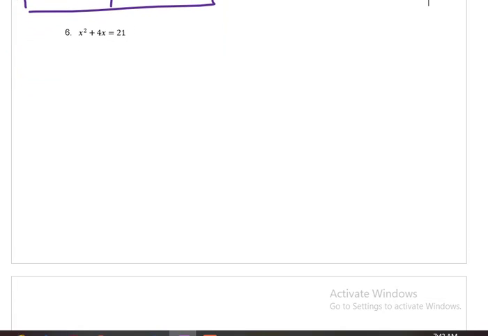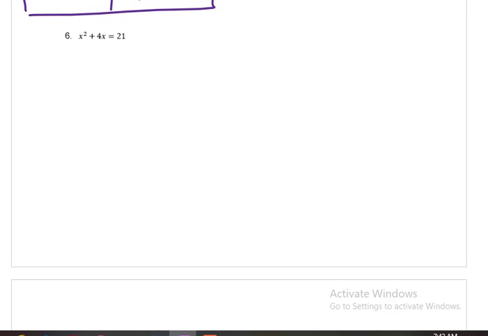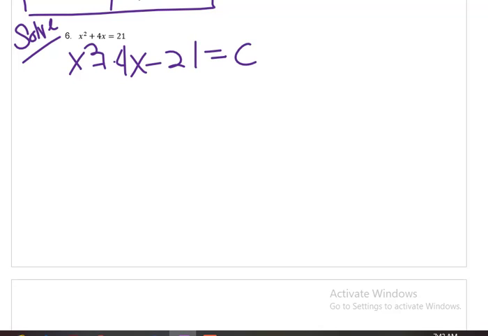Number 6, x squared plus 4x is equal to 21. One thing this should say is to solve. This one should say solve because it has an equal sign. So the first thing I do to solve this quadratic equation is get it set equal to 0. I'm going to subtract 21 from both sides. And I get x squared plus 4x minus 21 is equal to 0.